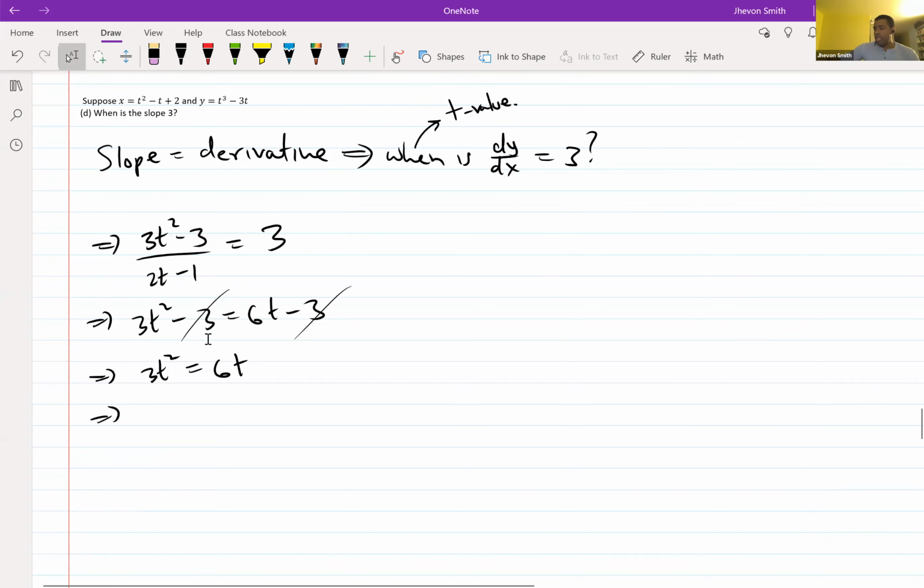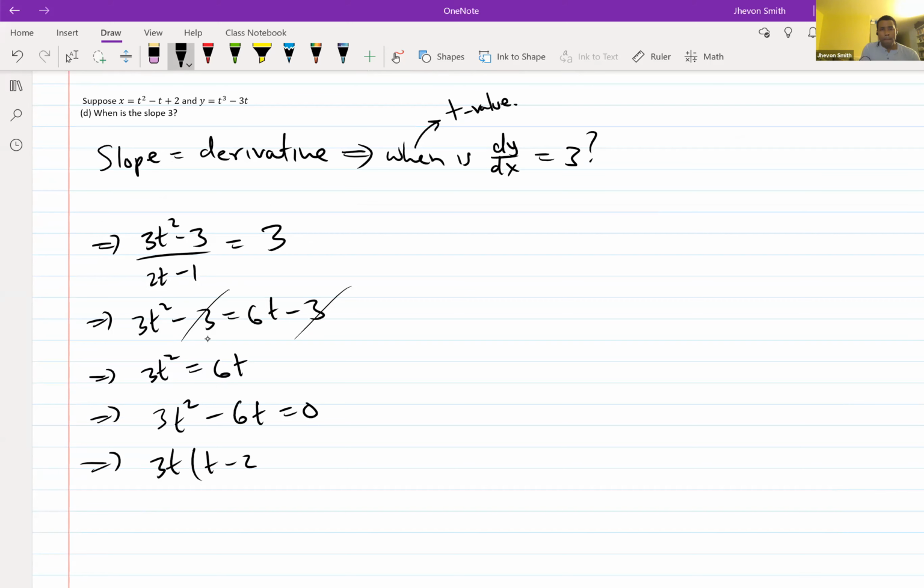Now, if your idea was to divide both sides by t, that is incorrect. Hopefully what you did was move everything to one side and factor out the common term. And so you would get two solutions, t equals 0 or t equals 2. That's when your slope will be 3. Of course, you could plug in that 0 and that 2 into the x and y to find the coordinates where your slope would be 3, if you so choose. That wasn't a part of the question though.